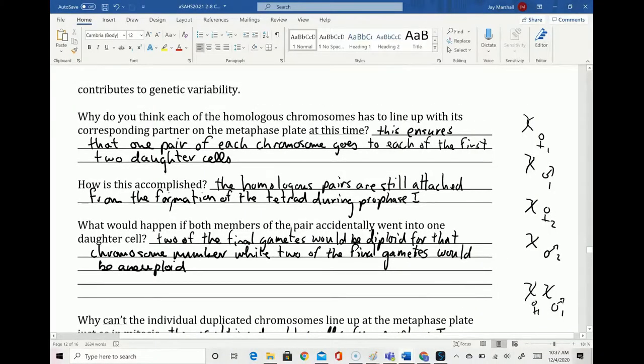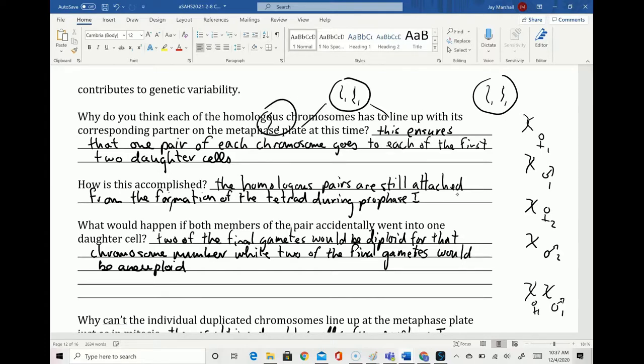Why can't I just do that, and then my daughter cell would have a chromosome 1 and another chromosome 1, and my other daughter cell would have a chromosome 1 and a chromosome 1. And then I could separate those 2 cells and have a chromosome 1 here and a chromosome 1 here and a chromosome 1 there and a chromosome 1 there. Why can't I do that?